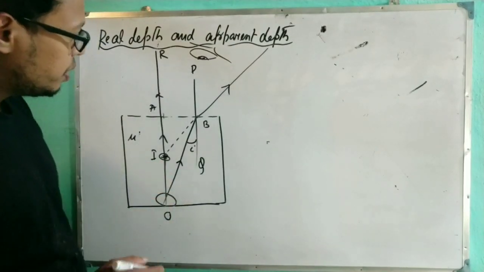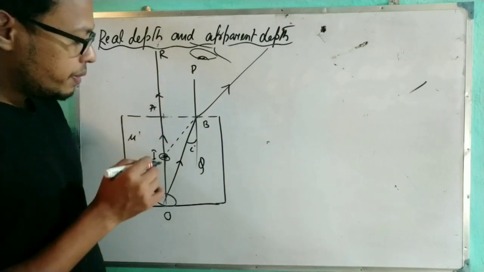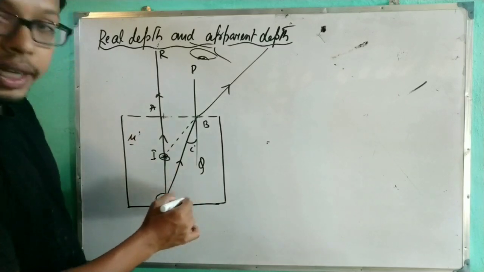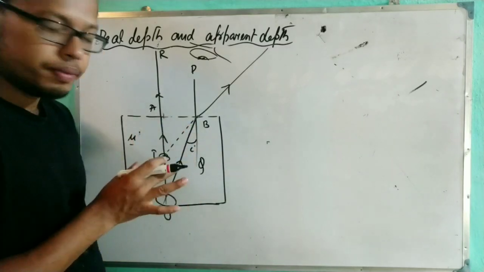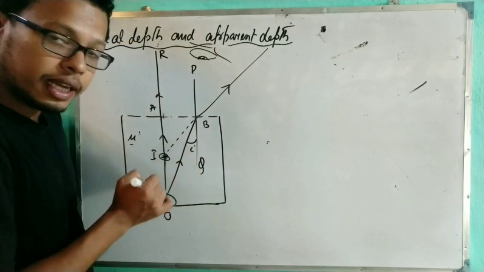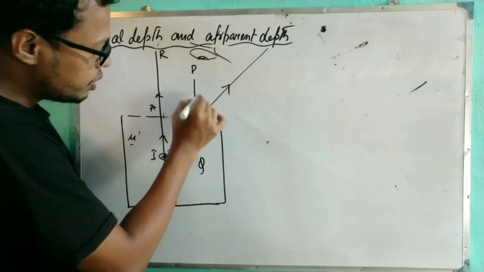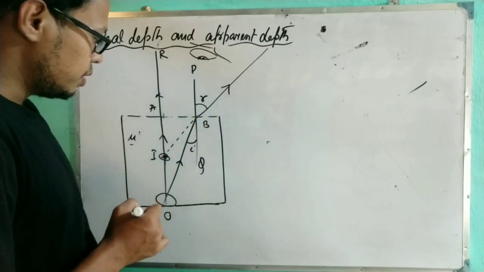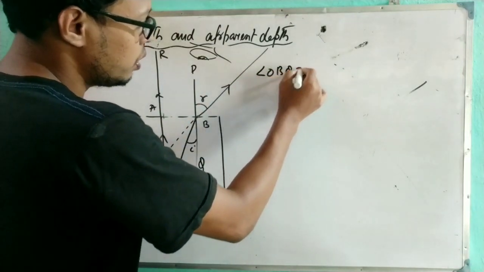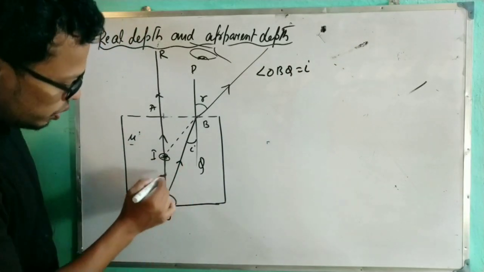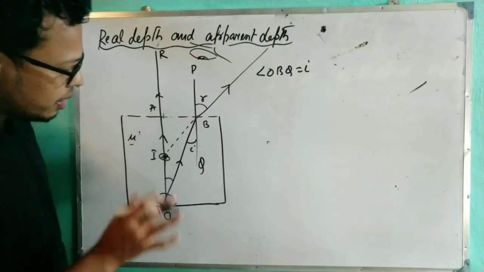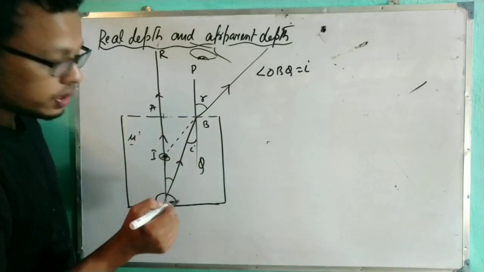To derive the relation between real depth and apparent depth and the mu, means the refractive index of the denser medium. Here I took water. You can take any denser medium than air. See here, this angle will be the angle of incidence, means i is the angle of incidence, and this r is the angle of refraction. See from this diagram, so angle OBQ equals i, which is equal to this angle. Why? Because this PQ and OA are parallel and this BO is the transversal.